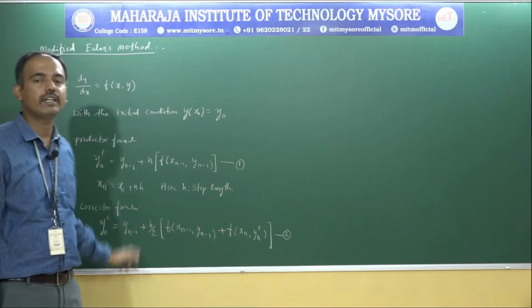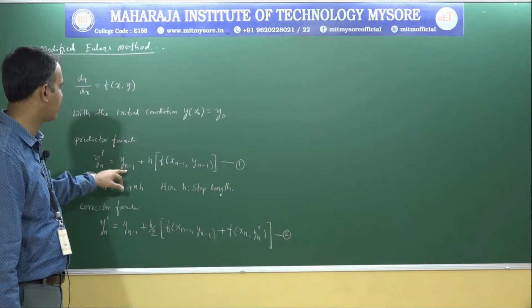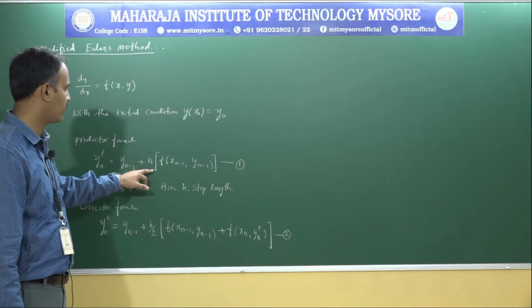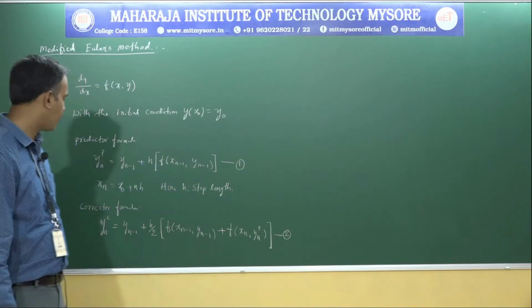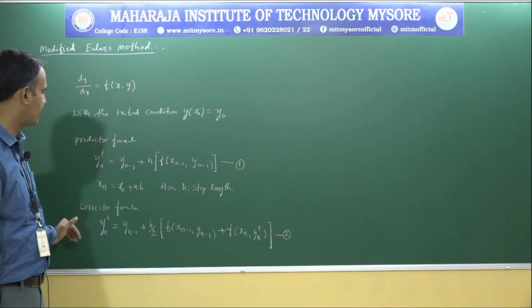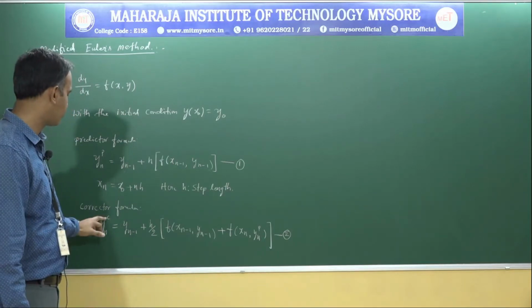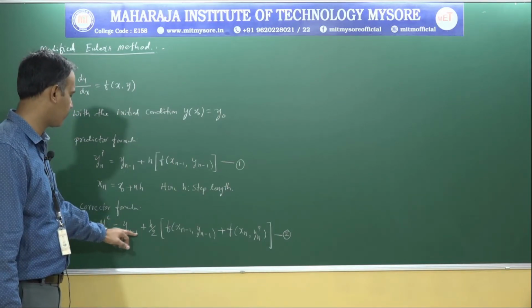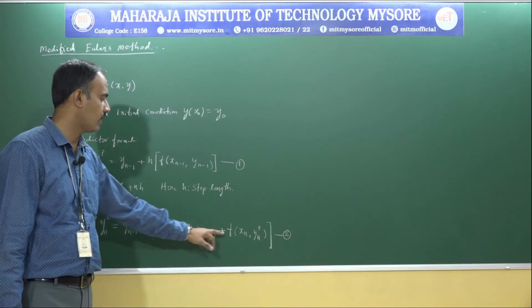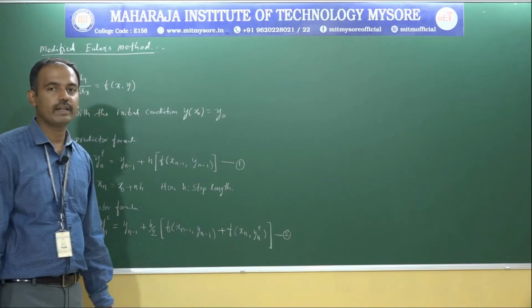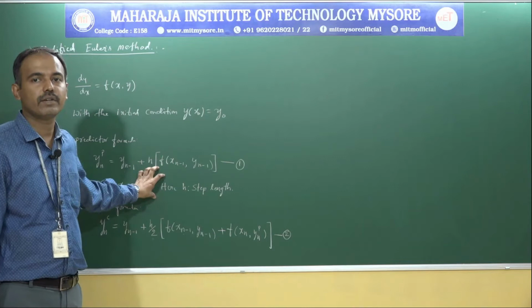Euler first identified the formula, said to be the predictor formula, ynp is equal to yn minus 1 plus h f of xn minus 1, yn minus 1. Later he corrected it for better accurate values. He considered ync is equal to yn minus 1 plus h by 2 f of xn minus 1, yn minus 1 plus f of xn, ynp here.